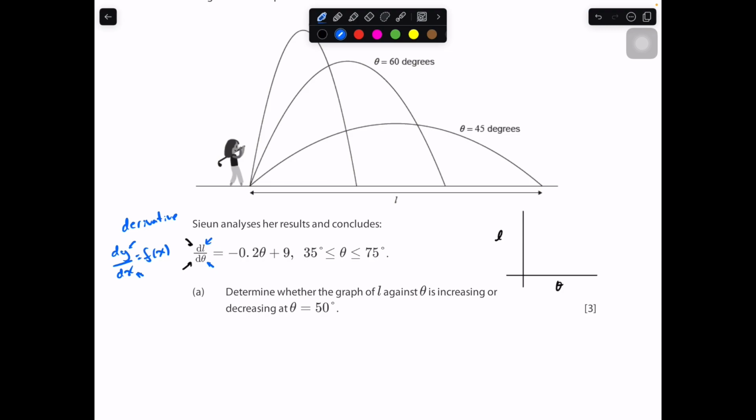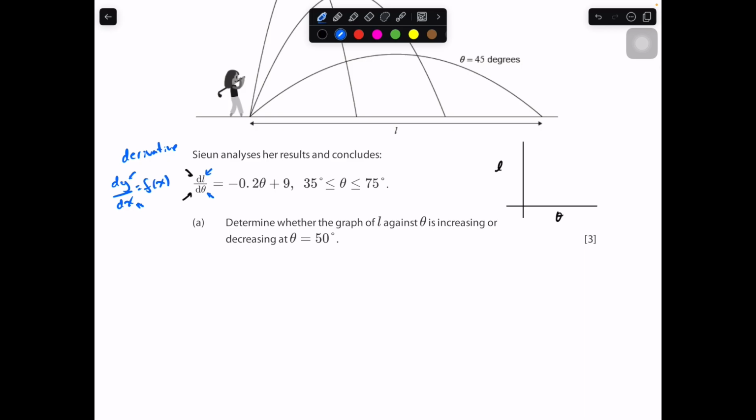Determine whether the graph of L against theta is increasing or decreasing at theta is equal to 50. So we've got some function right here, and if we wanted to, we could write it, a little unorthodox, as f prime of L. Actually, no, f prime of theta, rather. F prime of theta is equal to negative 0.2 theta plus 9. And if we put in a value of f prime of 50, that is to say when theta is equal to 50, we can ask whether the slope is positive or negative. So is it increasing or decreasing?